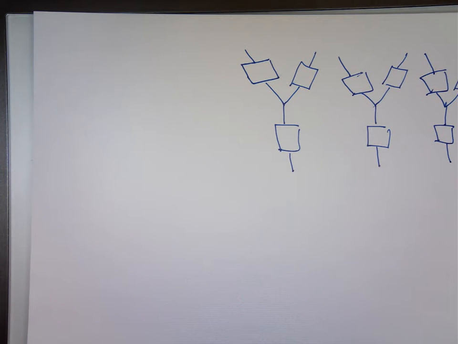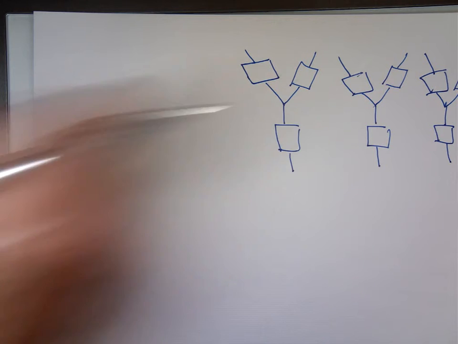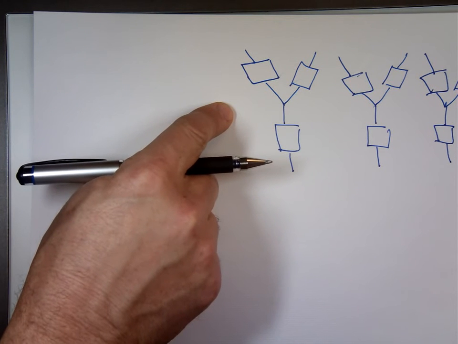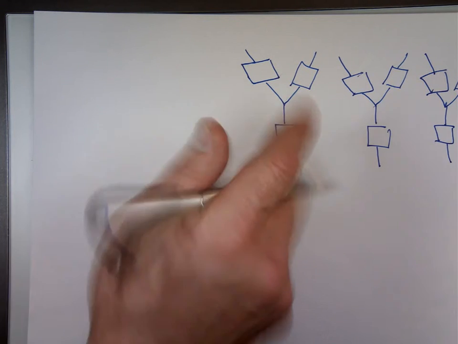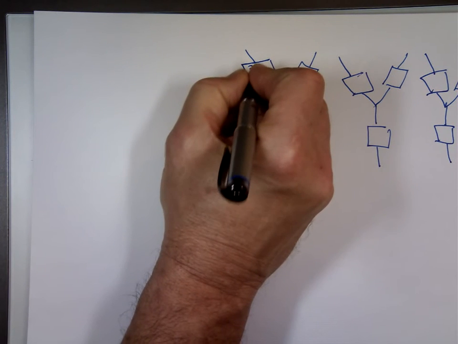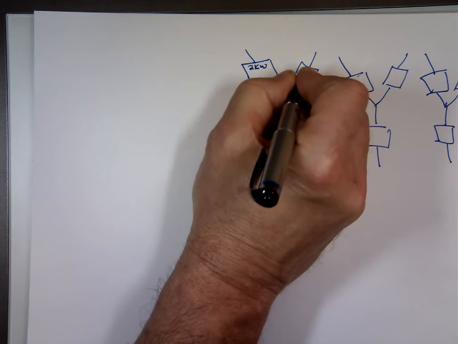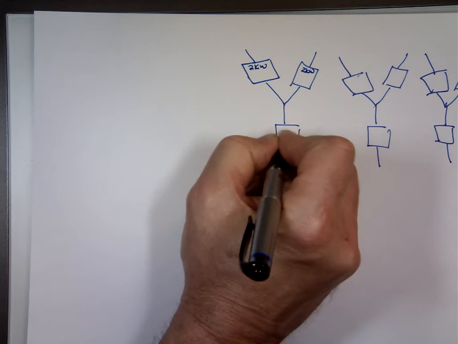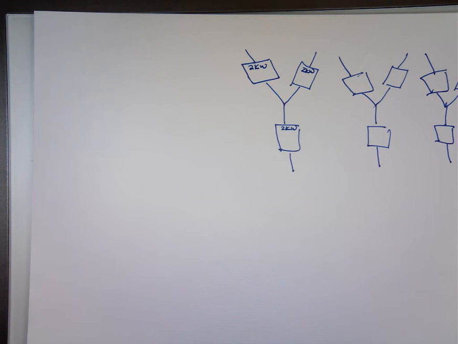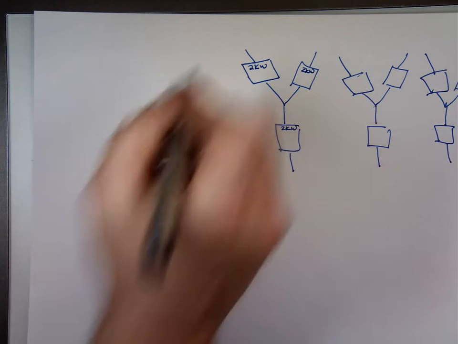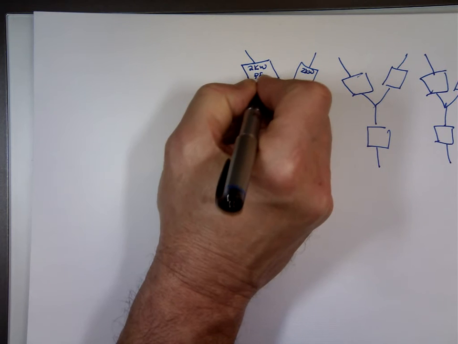Three balanced Y-connected loads are installed on a balanced three-phase, four-wire system. Load 1, that's this one, draws a total power of 6 kilowatts. Total 6 kilowatts. That means each one is what? 2 kilowatts, at a unity power factor, that means power factor equals 1.